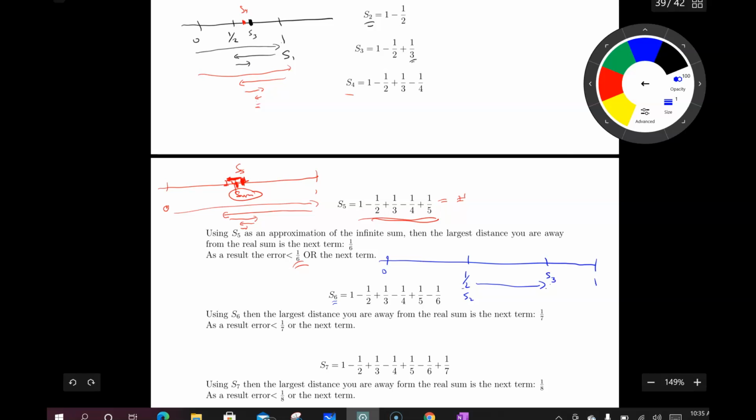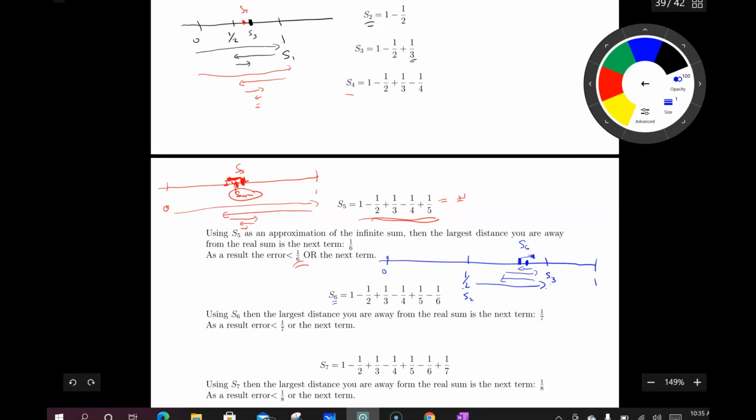So this would be S sub 3. So I'm just going to keep going. So I'm going to take away 1/4, add 1/5, take away 1/6. So right here would be where I would call S sub 6, right? So I would keep adding and subtracting, right? Adding, and the next thing I could add on would be here.